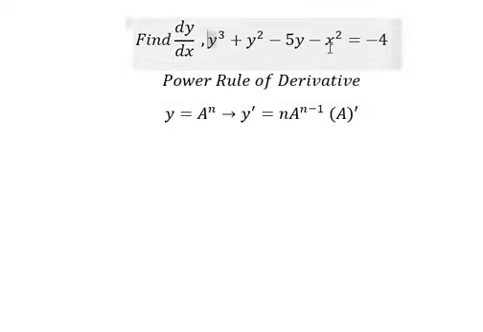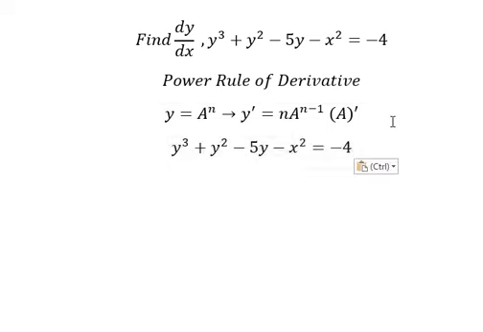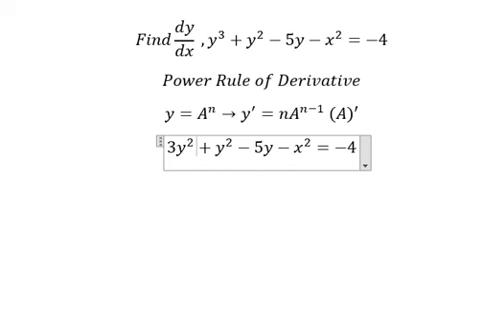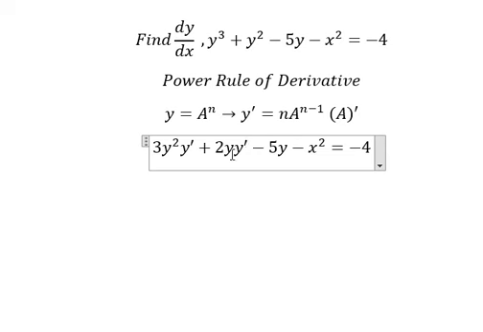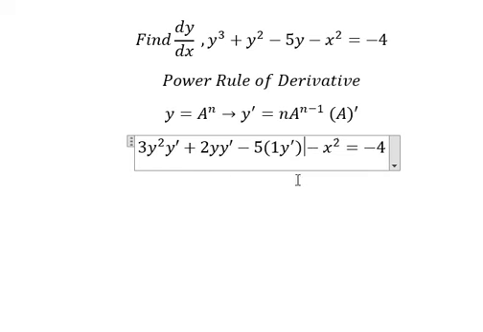So this one, because we have y, we got 3y squared, and first derivative of y. This one we have 2y, and first derivative of y. This one that is about number 1, and we have first derivative of y. This one that is about 2x, this one that is about the constant.